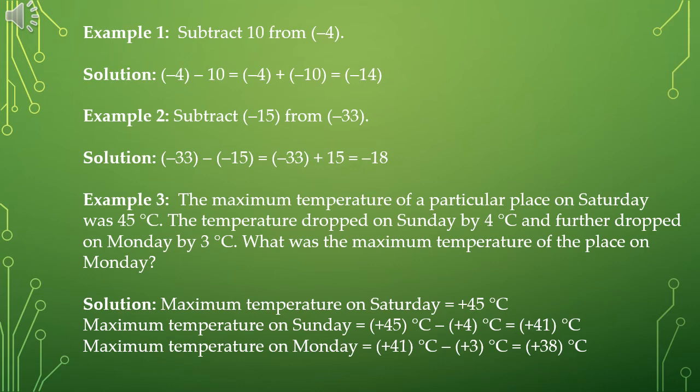So how are we going to solve this question? The maximum temperature is 45 degrees on Saturday, and on Sunday it dropped by 4 degrees. So 45 degrees minus 4 degrees will become 41 degrees, and again on Monday it is dropped by 3 degrees. So the temperature on Monday will become 41 degrees minus 3 degrees, that is 38 degrees Celsius.